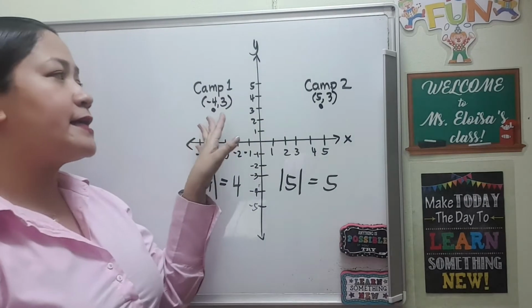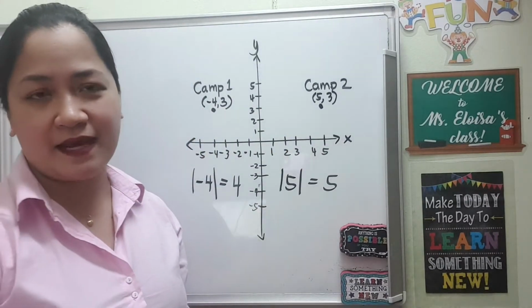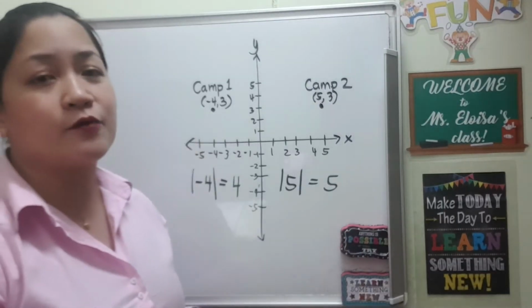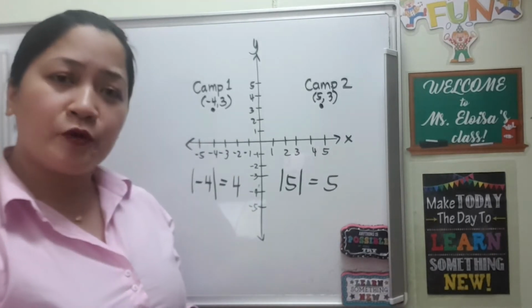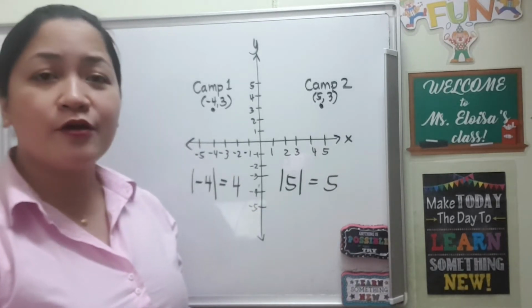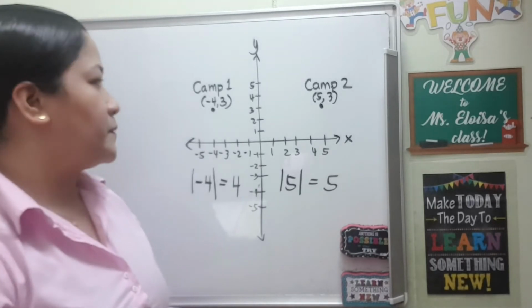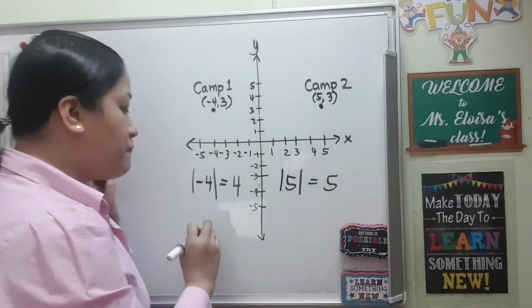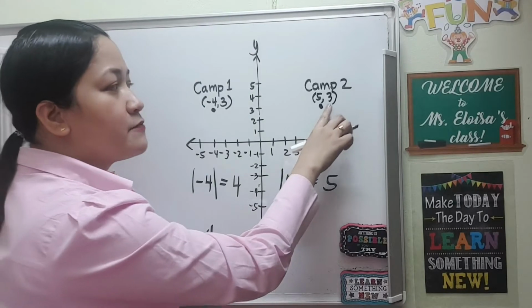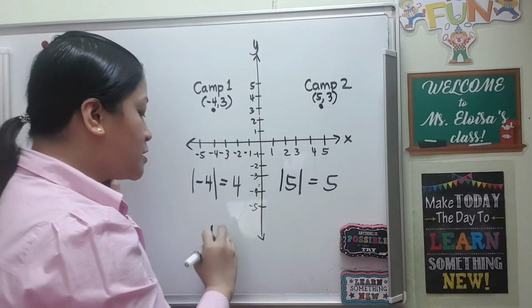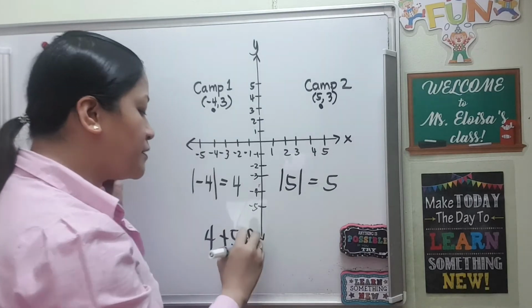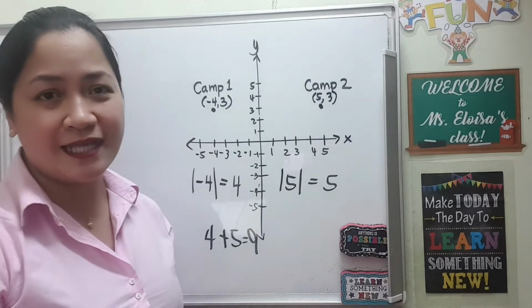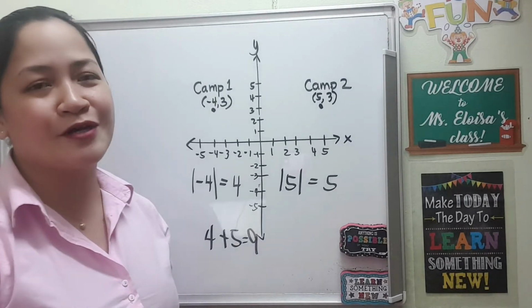Now, as you can see, Camps 1 and 2 are in different quadrants, right? Camp 2 is in quadrant 1, while Camp 1 is at quadrant 2. So, if points are in different quadrants, then you are going to add their distances from 0. So again, the distance of Camp 1 from 0 or from the y-axis is 4. And the distance of Camp 2 from 0 is 5. So you're going to add them, and that will give you the distance between the 2 points. That means the distance between Camp 1 and Camp 2 is 9 units or 9 miles.